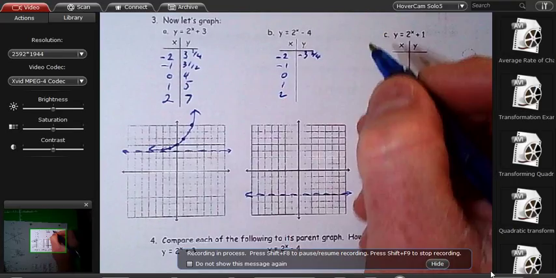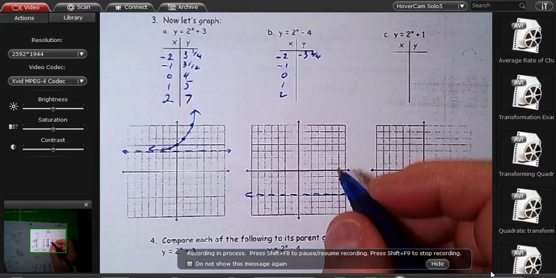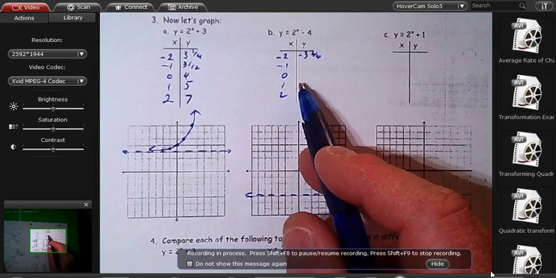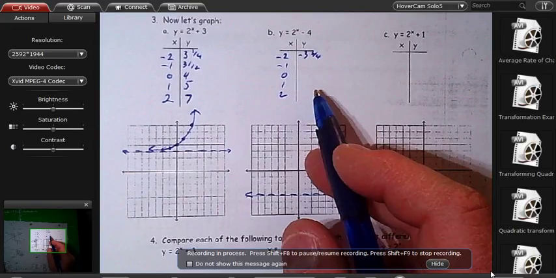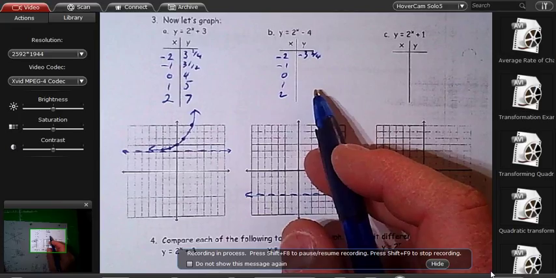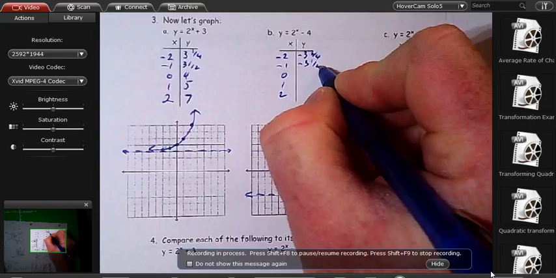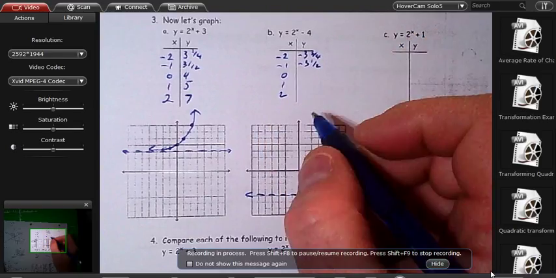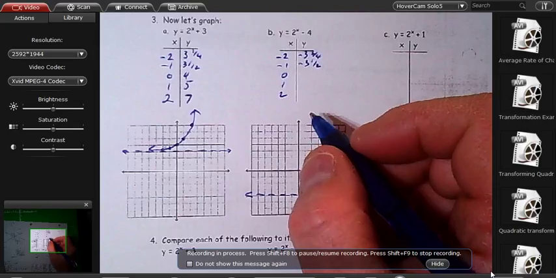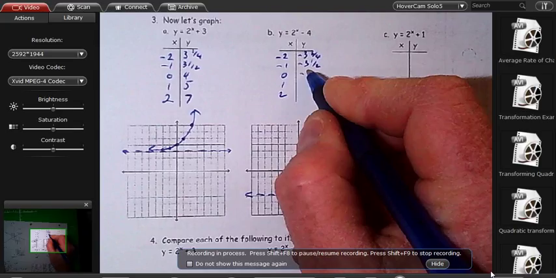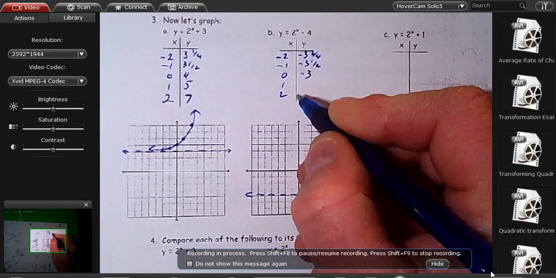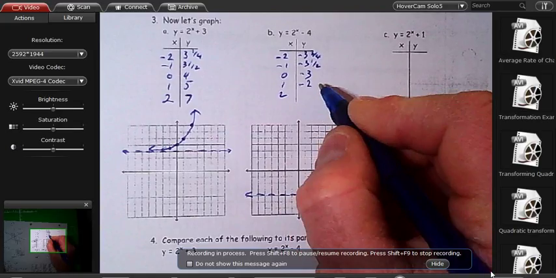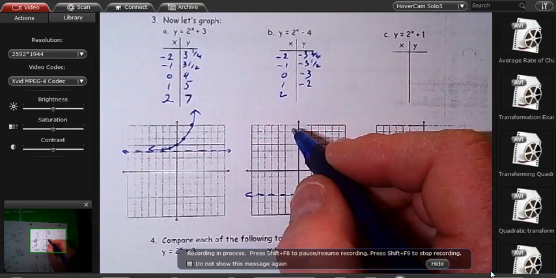What is 1/2 minus 4? -3 1/2, right? -3.5. Okay. What is 1 minus 4? -3. What is 2 minus 4? -2. All right. What is 4 minus 4? 0. Okay. So those are our coordinates.